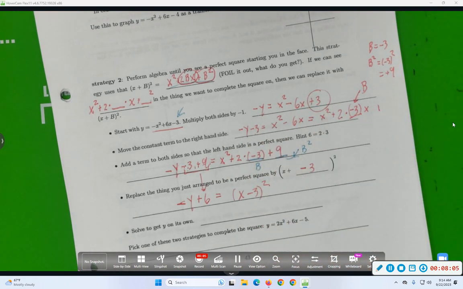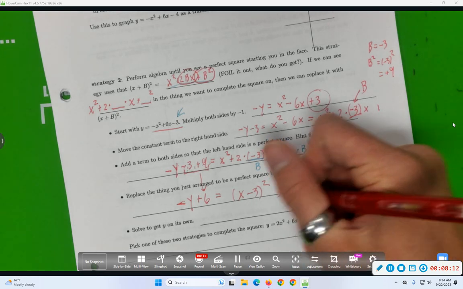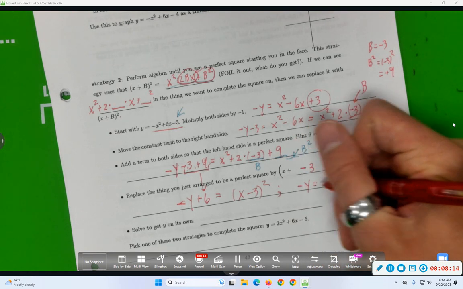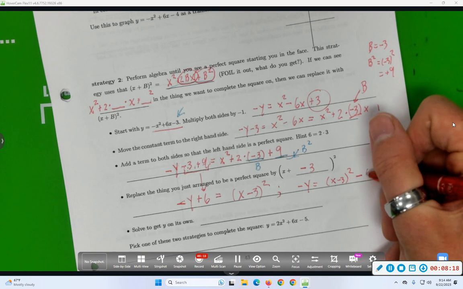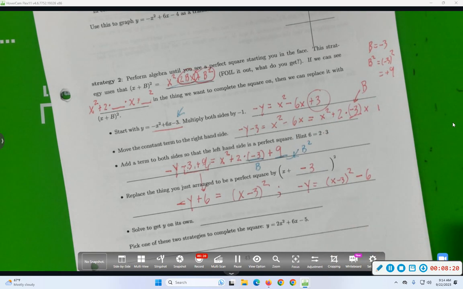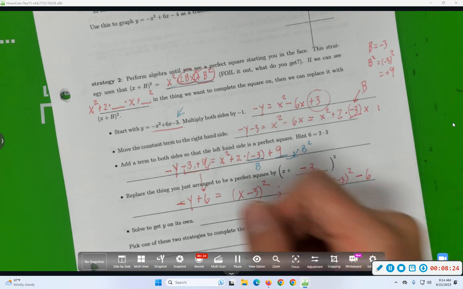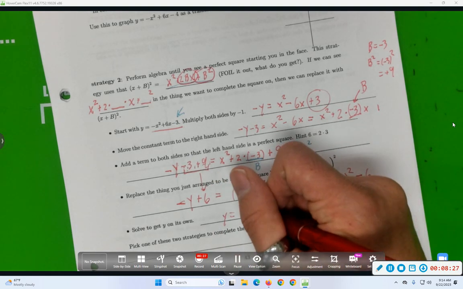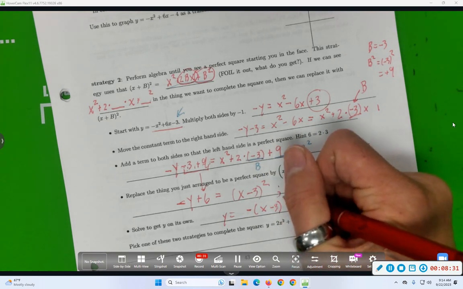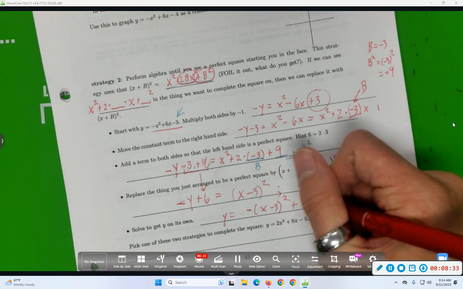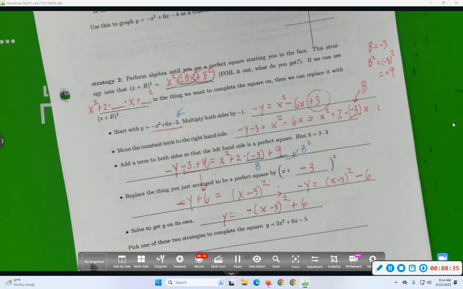Now let's just get y back on its own. Does that look easy to do? Yeah. Subtract 6 to the other side. Minus y equals x minus 3 squared minus 6. Now multiply both sides by negative 1, which I would have lost if it weren't for that negative sign. y equals negative x minus 3 quantity squared plus 6, because you multiply all of both sides by negative 1.